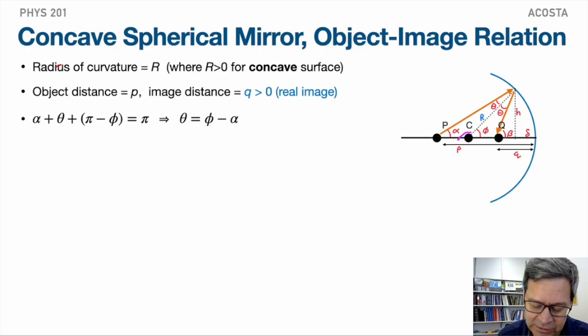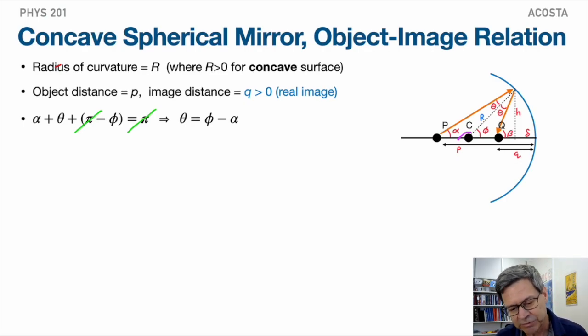Of course, we can then cancel the pi, because that's on each side of the equation. Then we can solve for theta by adding phi to both sides of the equation and then subtracting alpha. Moving phi to the other side, this theta is just going to be phi minus alpha. So we have this relationship for theta: it's phi minus alpha.